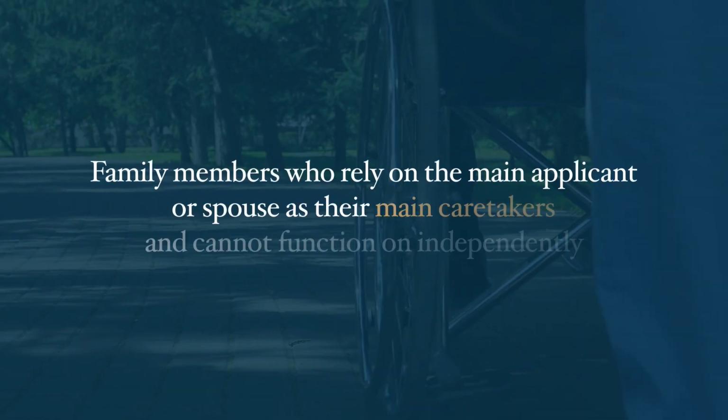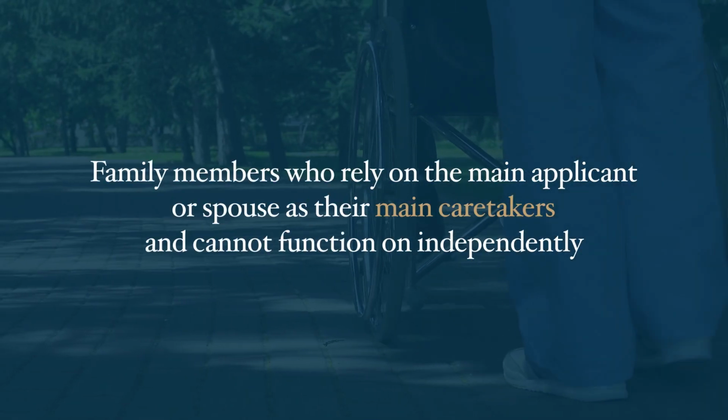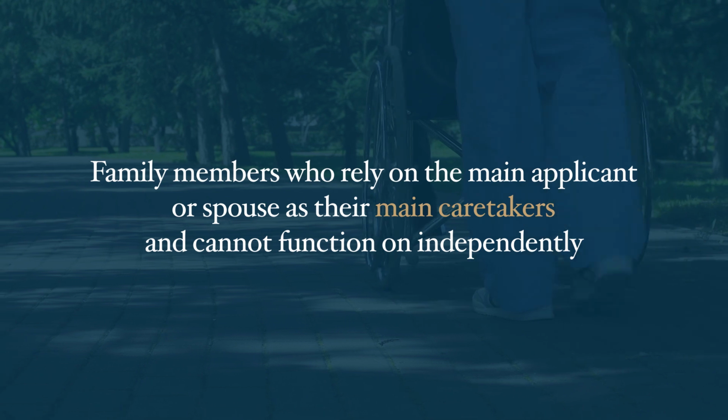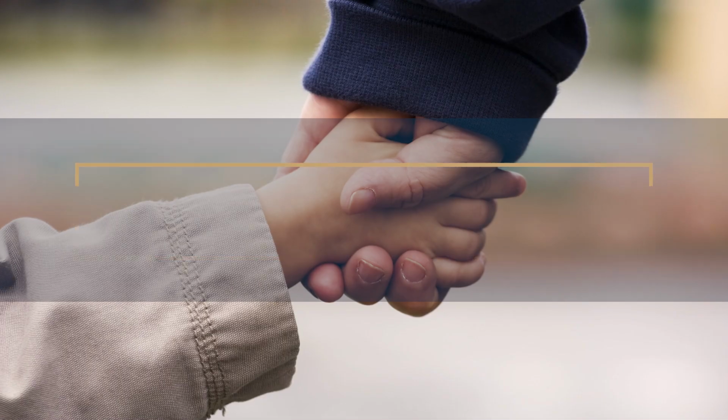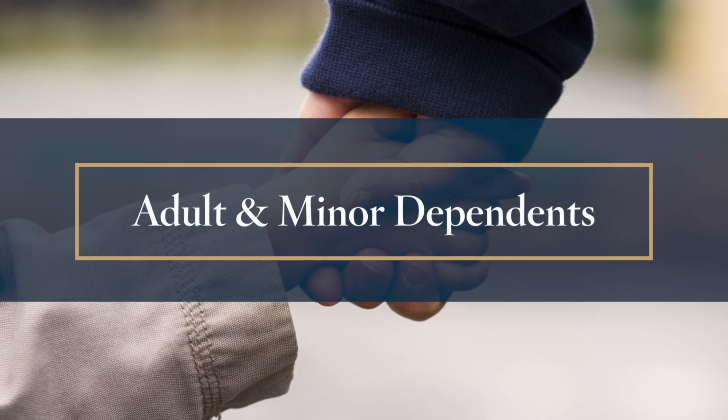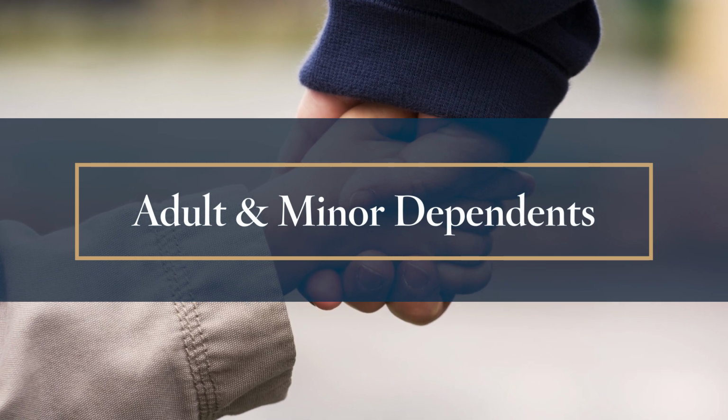Another type of dependent is the handicapped or healthcare dependent. These are family members who rely on the main applicant or spouse as their main caretakers and cannot function independently. Minor dependents are usually children or grandchildren of the main applicant or spouse. They can also be minor siblings.